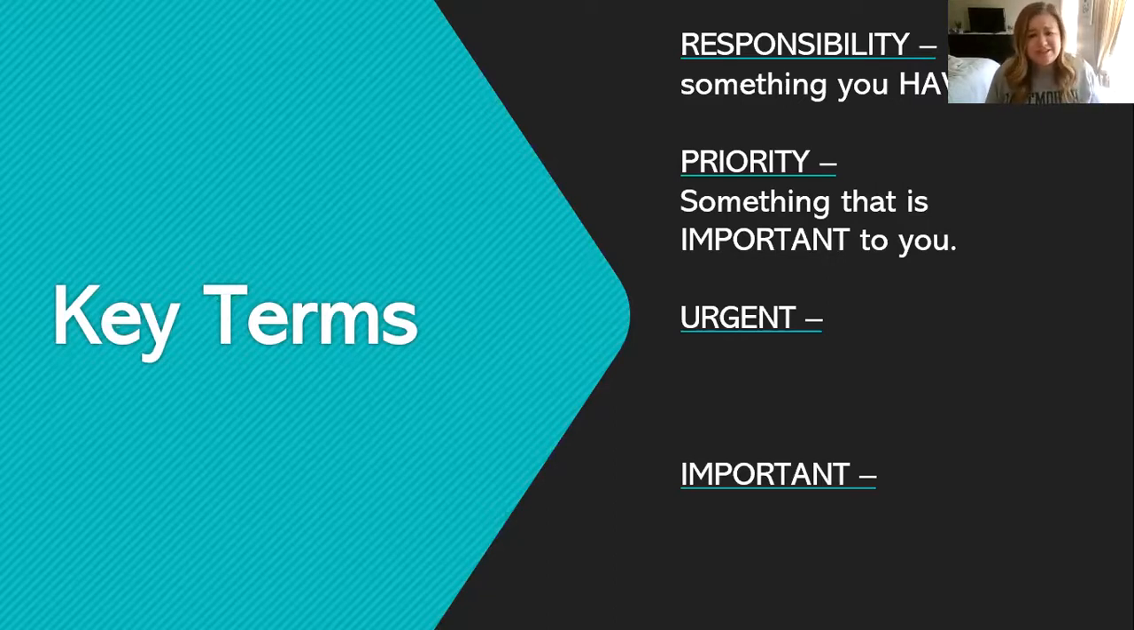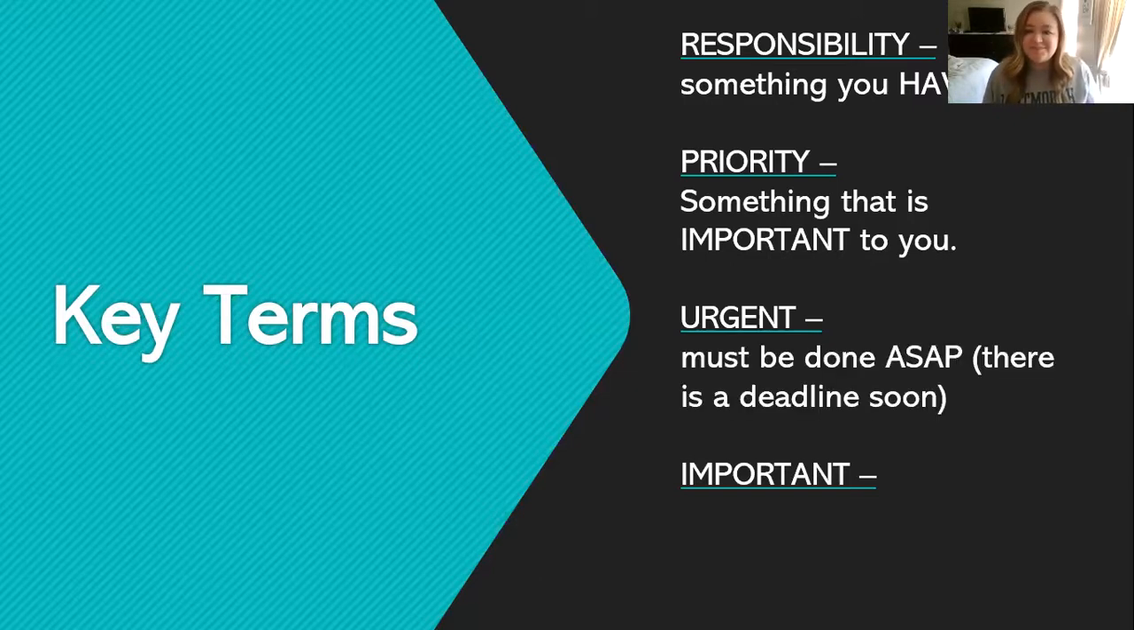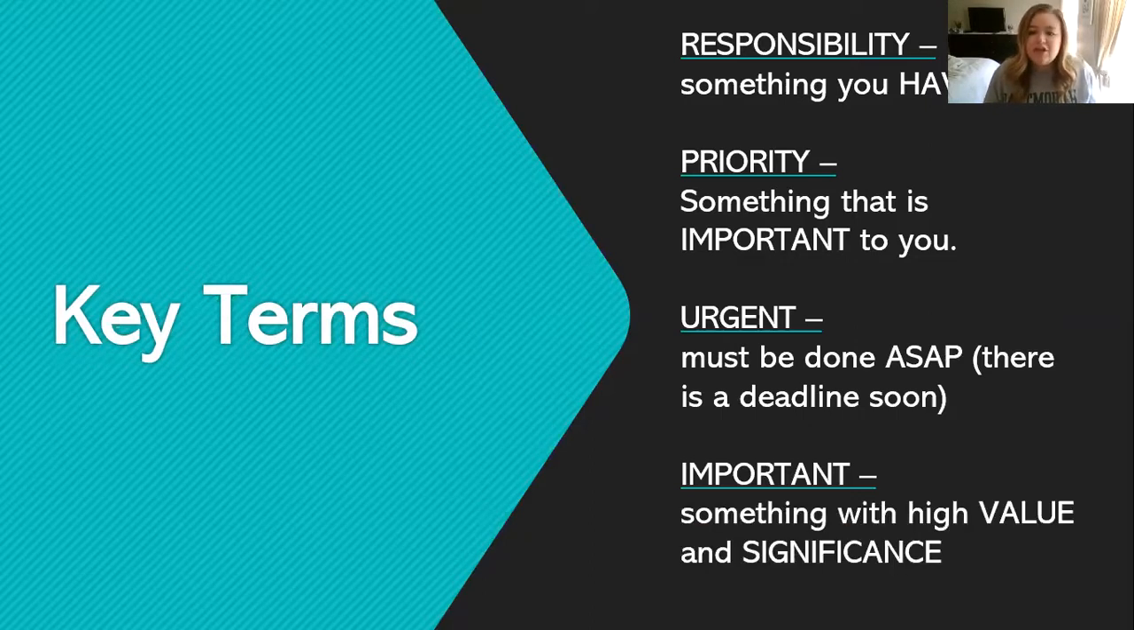What about urgent? What does urgent mean? Get their responses. Urgent is something that must be done as soon as possible, right? There is a deadline that is coming soon. Okay, so we've got to get that done, like tomorrow, within the next day or two. What about important? Get their responses. Important is something with high value and significance. Okay, so you guys know what important means. All right.